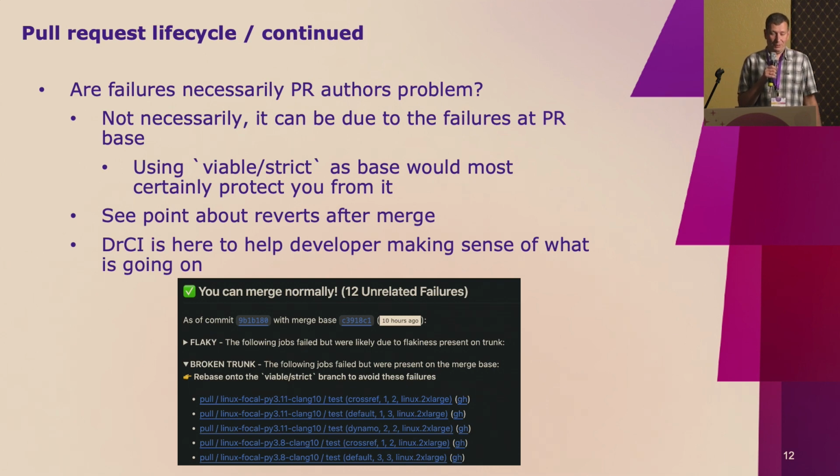So, pull request lifecycle. Failures, as I mentioned, are not necessarily the author's problem. The reason could be that you based your PR on the broken commit when you started working on the change. One way to avoid it is we have a special label called viable strict, which contains only commits that we know that all the extended testing has been run on and they agree. So if you start on those commits, it's very, very unlikely that you'll be affected by some issues that crept up from the broken trunk.